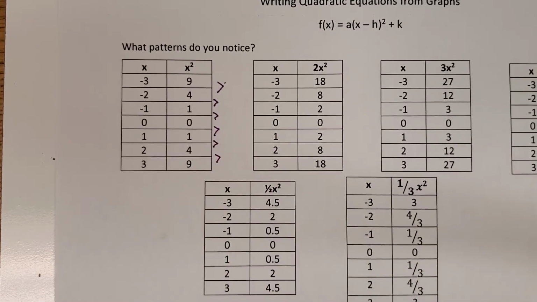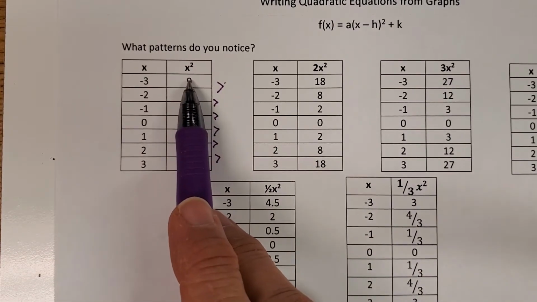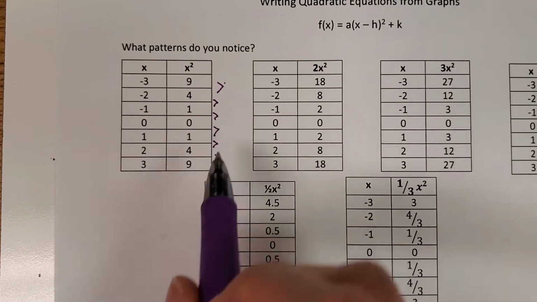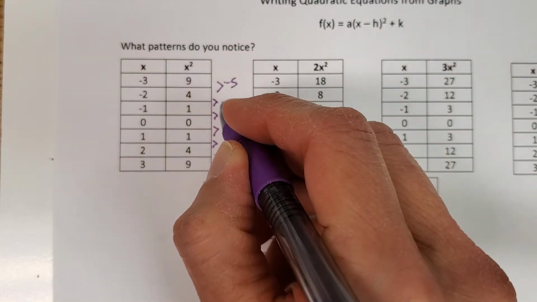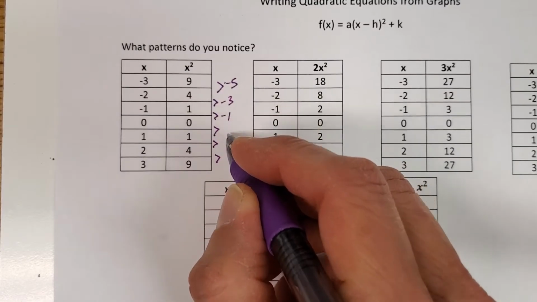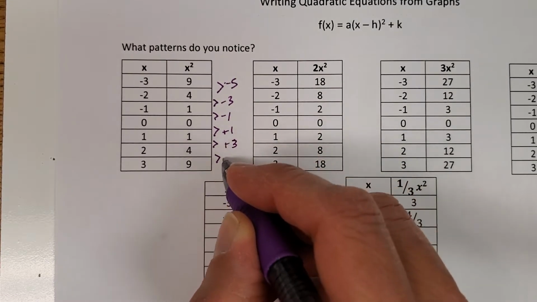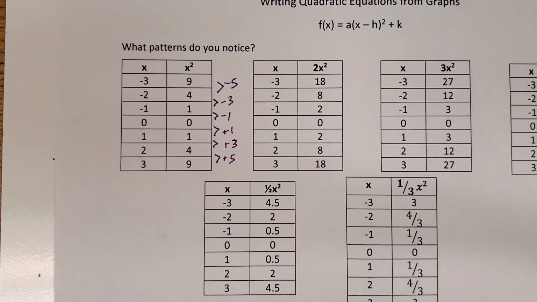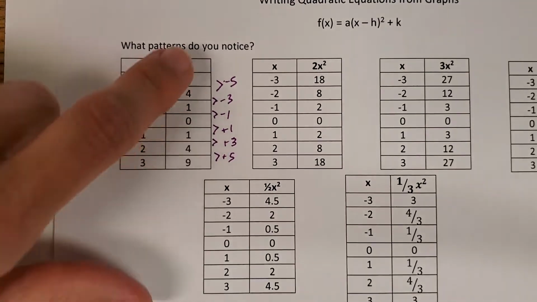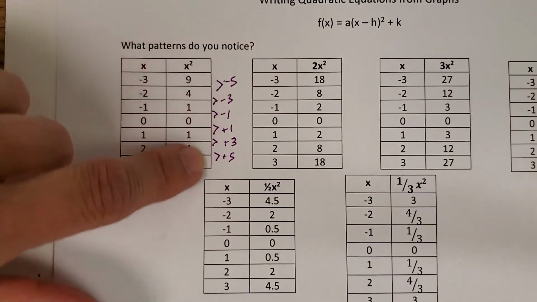So quadratic functions are a little bit different. What's the difference between 9 and 4? Well, we went down 5, then we went down 3, then we went down 1, then we went up 1 and up 3 and up 5. Now here's the cool thing. To know if something's quadratic or not, this is the difference. This is called the first difference.